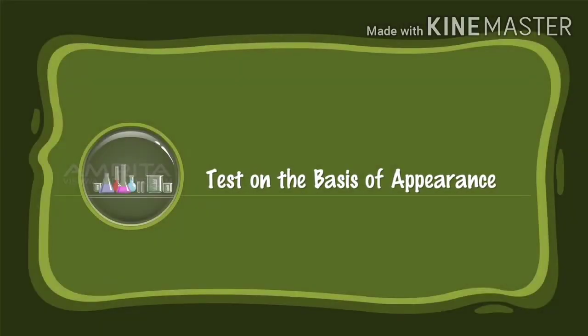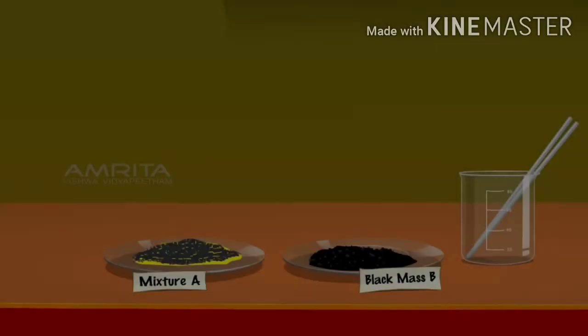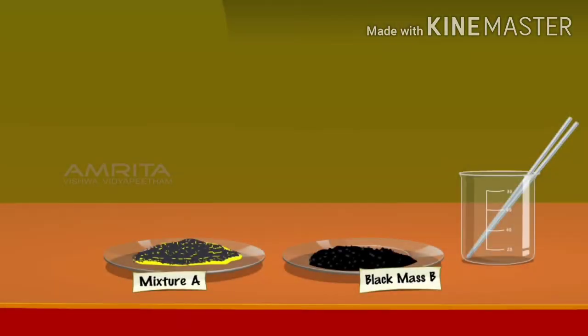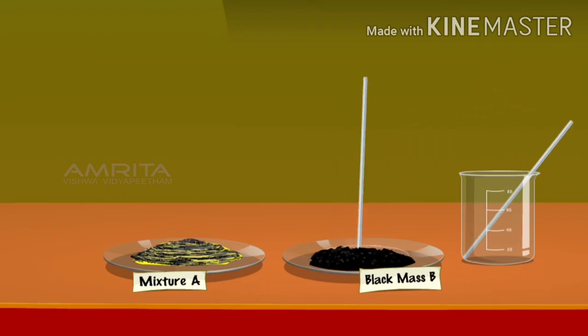Test on the basis of appearance. Take a small quantity of mixture A and black mass B in 2 different watch glasses. Mix the mixture A in the watch glass using a glass rod. You will see yellow powder in which some iron filings are visible. Then mix the black mass B in the watch glass using a glass rod. No iron filings are visible in the black mass B. Thus we infer that a mixture is heterogeneous and a compound is homogeneous in nature.